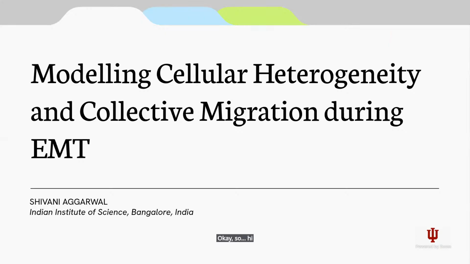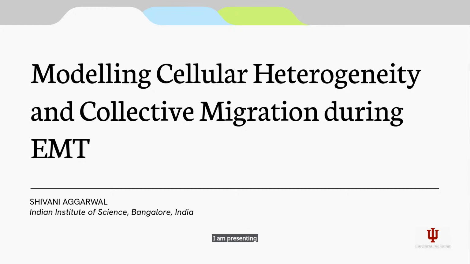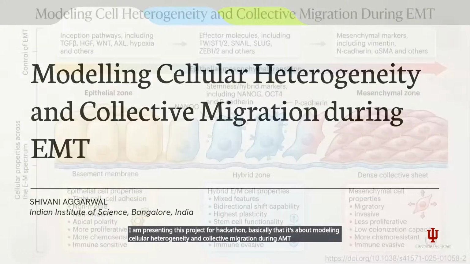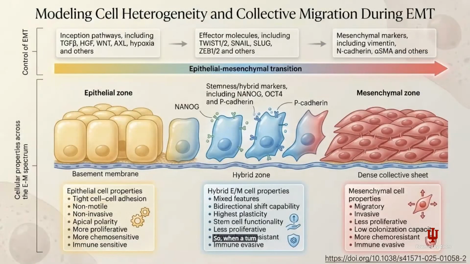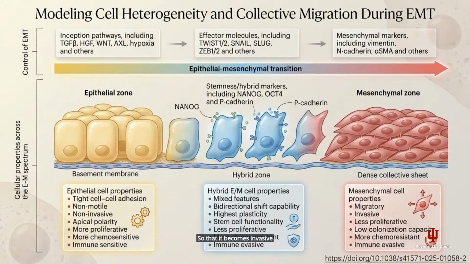Hi everyone, I'm Shivani and I'm from Indian Institute of Science, Bangalore, India. I am presenting this project for the hackathon. It's about modeling cellular heterogeneity and collective migration during EMT. So when a tumor decides to proliferate and starts to invade a secondary site, moving from a primary site, one of the main things it does is go under epithelial to mesenchymal transition so that it becomes invasive and migratory.